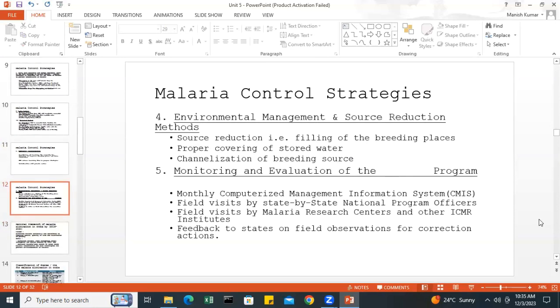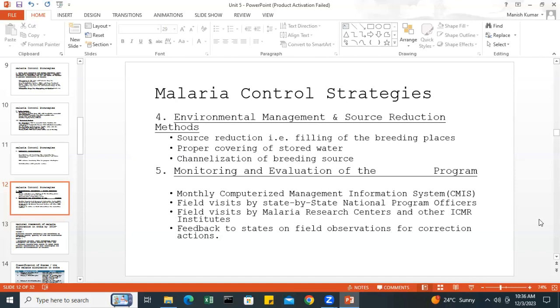And the fourth one is environmental management and source reduction. So the source is stagnant water or filled water. So the focus would be towards eliminating that. And if there is filled water or stored water, it should be properly covered. This is mostly for overhead tanks in urban areas, where they don't have regular supply of water. So water supply is given at a scheduled time, and they store water in the overhead tanks. And if these tanks are not covered, they will be probable breeding sites for the mosquito.